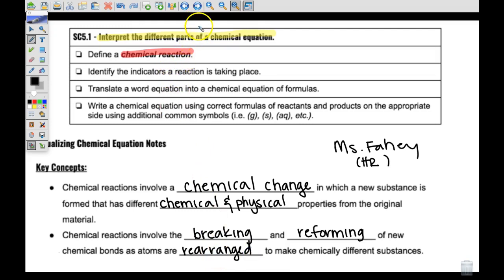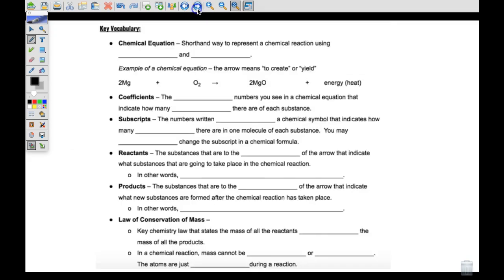Now that we've accepted and believe in our two key concepts, we're ready to learn important vocabulary that will make us sound more like chemists. The first is a chemical equation, and a chemical equation is a shorthand way to represent a chemical reaction using numbers and symbols.